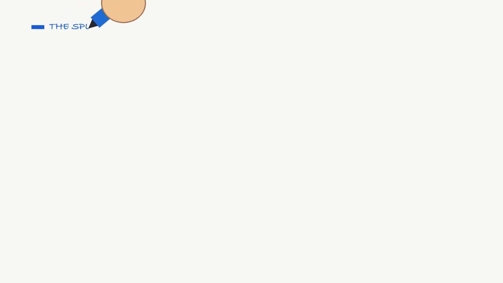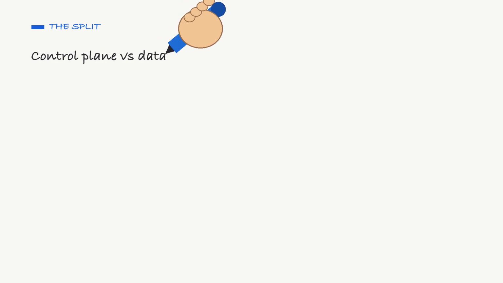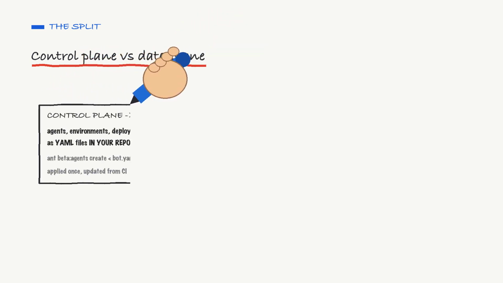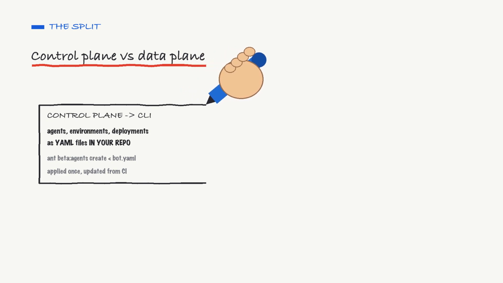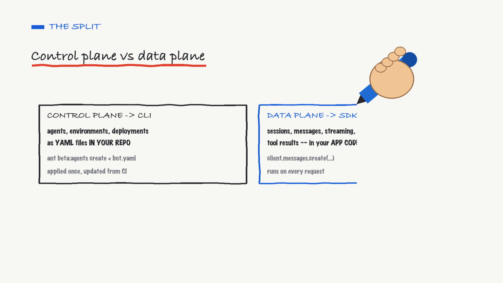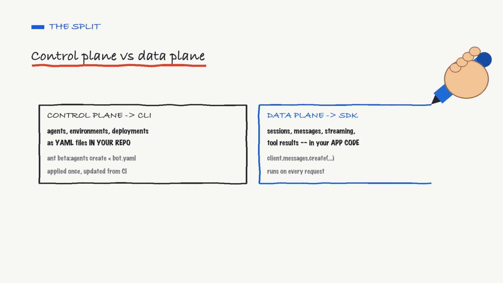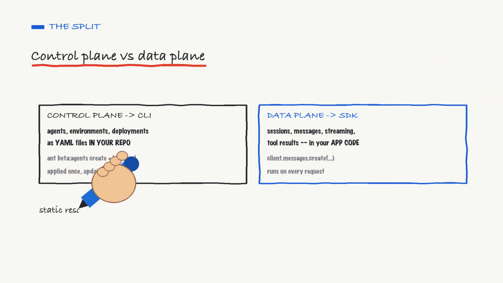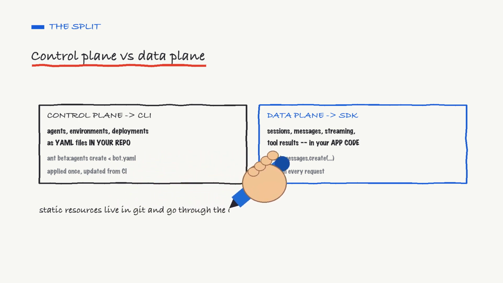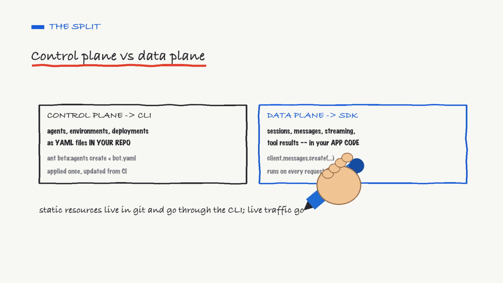Here's the pattern the docs recommend for teams, and it's worth adopting early. Control plane, the static resources, agent definitions, environments, deployments, live as YAML files in your repo, and the CLI applies them. Agent beta create from bot.yaml, updated from CI. Data plane, the live traffic, sessions, messages, streaming, goes through the SDK in your application code.